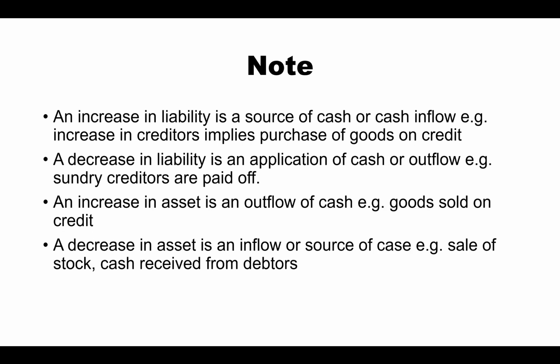Also, I would like you to note that an increase in liability is a source of cash or cash inflow, e.g. an increase in creditors implies purchases of goods on credit. So that is an increase in liability. A decrease in liability is an application of cash or outflow, e.g. the salary creditors are paid off. Whereas an increase in asset is an outflow of cash, e.g. goods sold on credit, so that will increase assets, whereas a decrease in assets is an inflow or a source of cash, e.g. sale of stock, cash received from debtors, that will decrease the assets. So it's an inflow in cash.